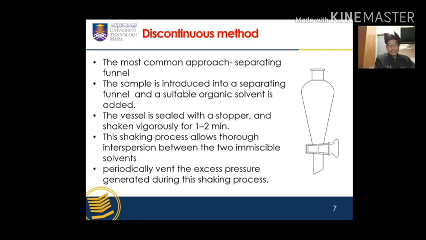Okay, in this extraction, the most common approach uses a separating funnel. You can see from this picture. In this case, the aqueous sample, let's say 1 liter at a specific pH based on the optimized condition, is introduced into a large separating funnel, usually of 2 liter capacity with a Teflon stopcock. Then 60 ml of a suitable organic solvent, such as dichloromethane, is added. The vessel is then sealed with a stopper and shaken vigorously, either manually or mechanically, for 1 to 2 minutes.